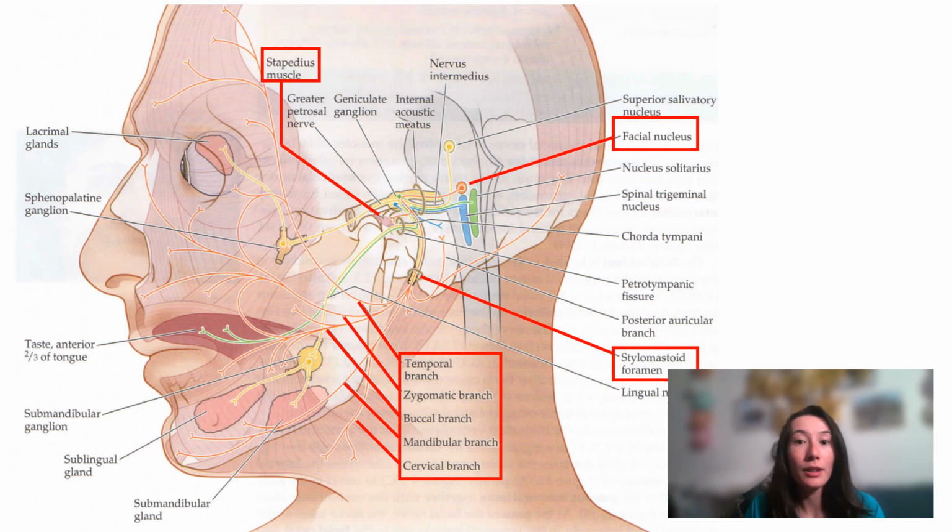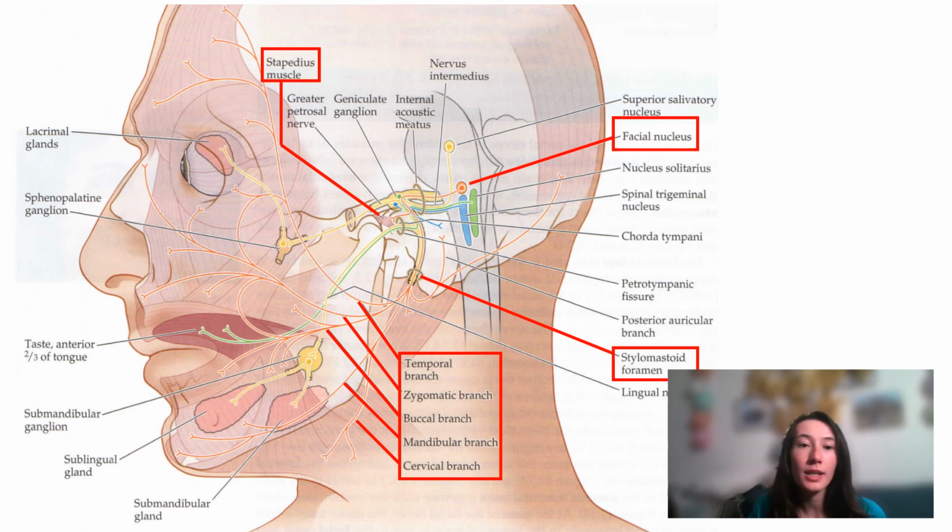Then the other branch, a very long branch, ends up coming out of the stylomastoid foramen and branches into a bunch of different motor branches. These are the ones that we're most familiar with when we're talking about the facial nerve. So temporal branch, zygomatic, buccal, mandibular, cervical branch.